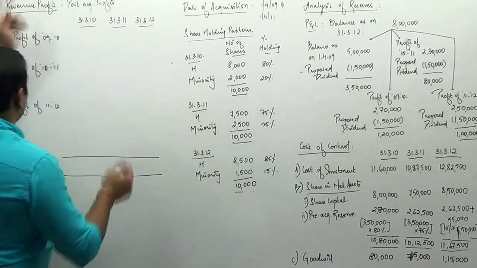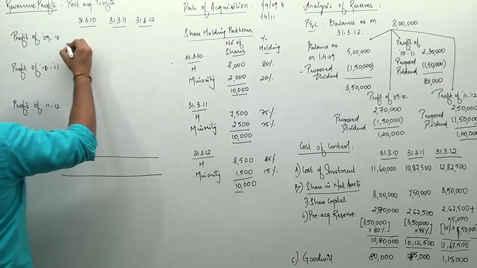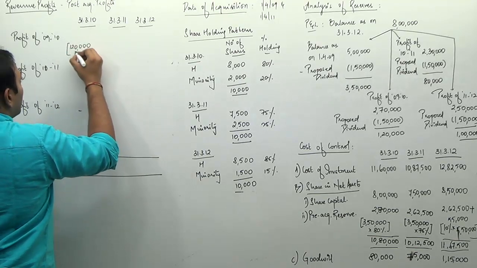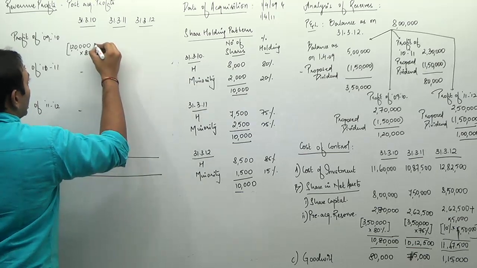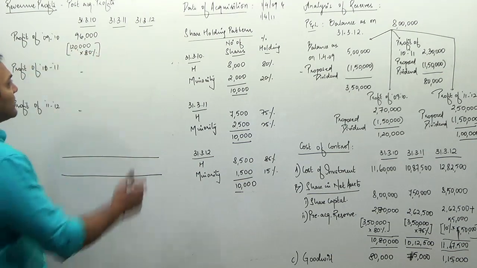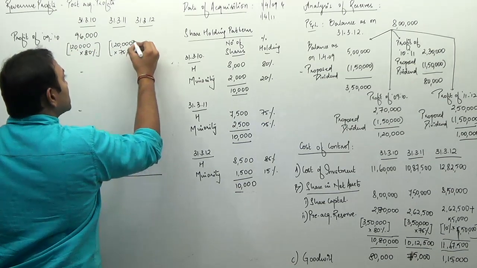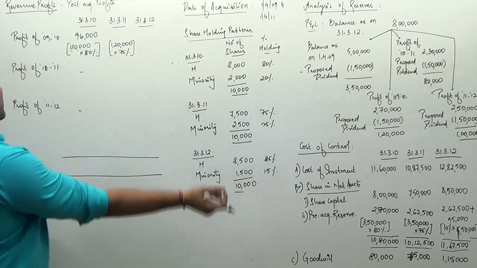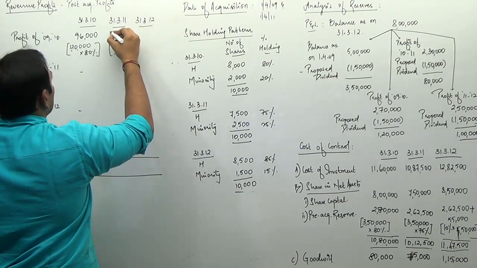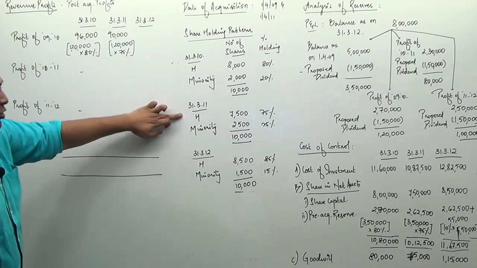You get the reserves. Standing on 31st March 2010, I don't need these two columns. Now, whatever is the profit on 2009-10, that is 1,20,000. What is my share on 31st March 2010? 80%. 96,000 is pre-acquisition. Nine-ten is a post-acquisition reserve even in 10-11 as well. But my shareholding pattern will change. 1,20,000 into 75%. How much is this? I guess this is 90,000. Because second year my holding is 75%.